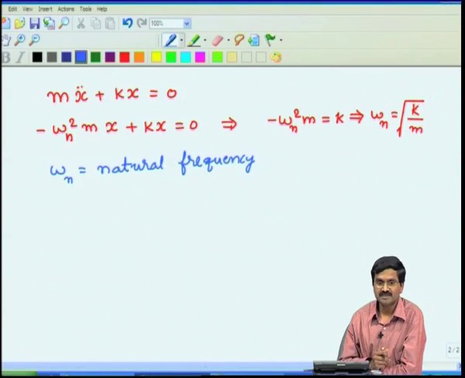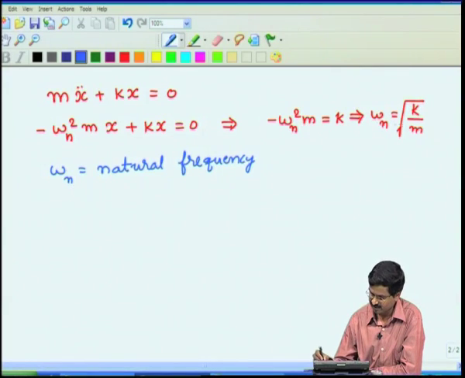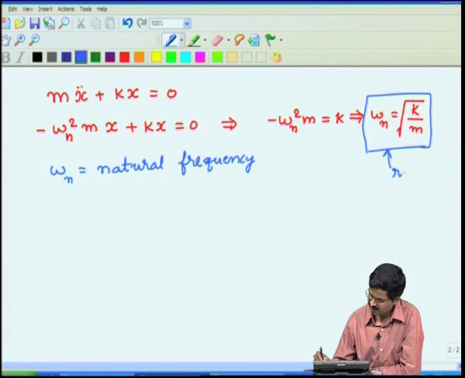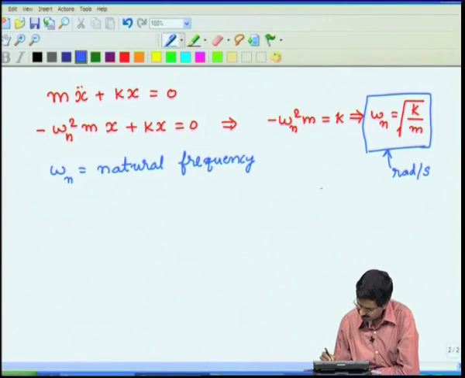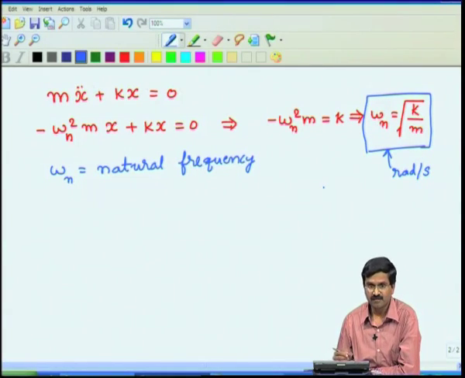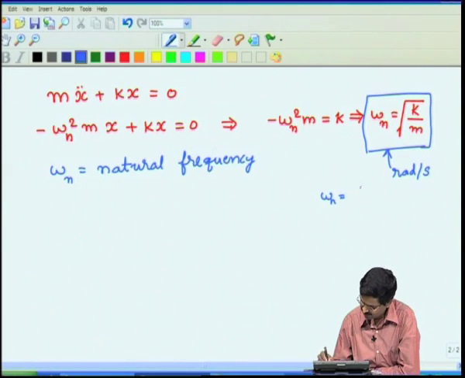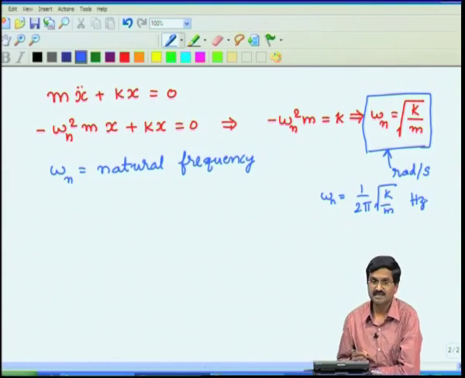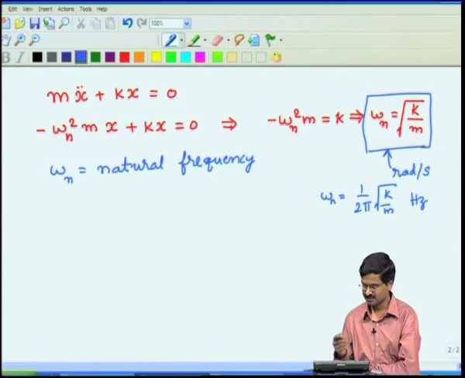What we have considered is a 1 degree of freedom vibrating system, which has natural frequency given by square root of k over m. The units of this are going to be in radians per second. If you want it in hertz, we have to multiply by 1 over 2 pi. So, that will become omega n equal to 1 over 2 pi square root of k over m hertz, that is cycles per second. So, many cycles per second.